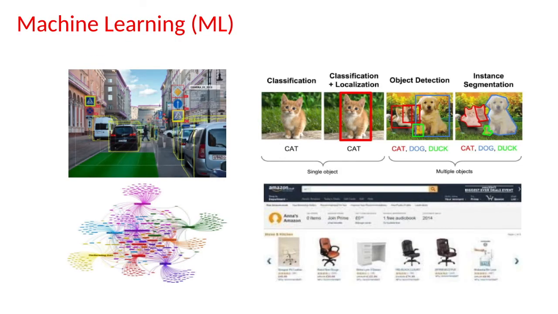So first is machine learning, ML. ML is a method of data analysis that automates analytical model building. Basically, it is a branch of artificial intelligence based on the idea that the system can learn from the data, identify the pattern, and make the decision with minimal human intervention.